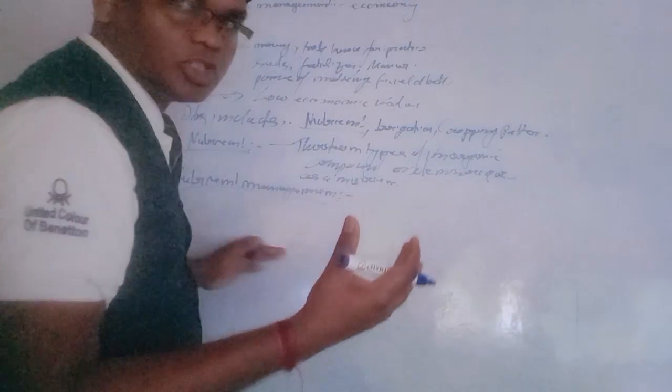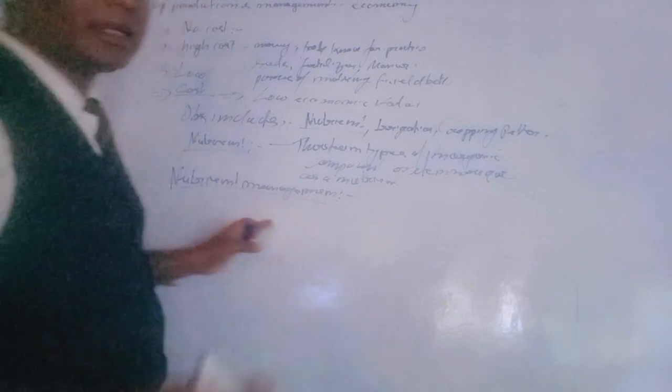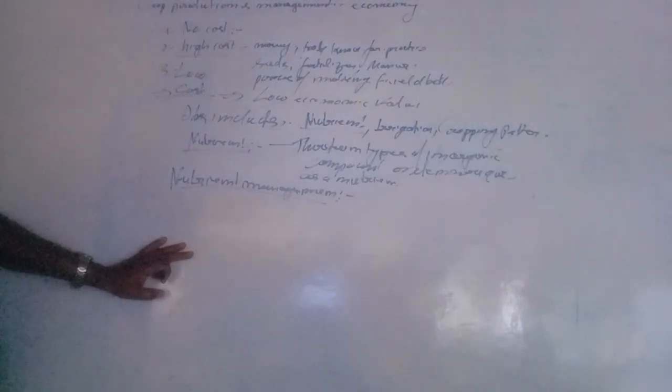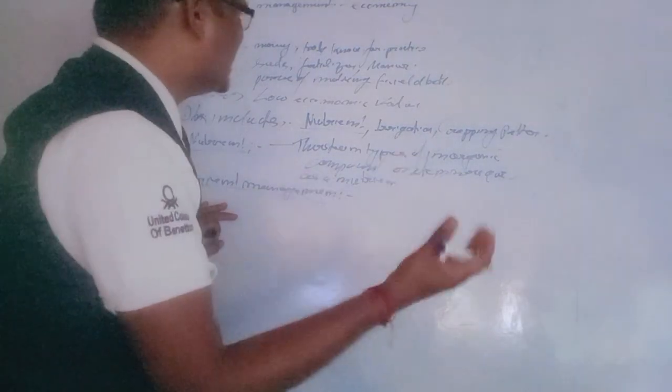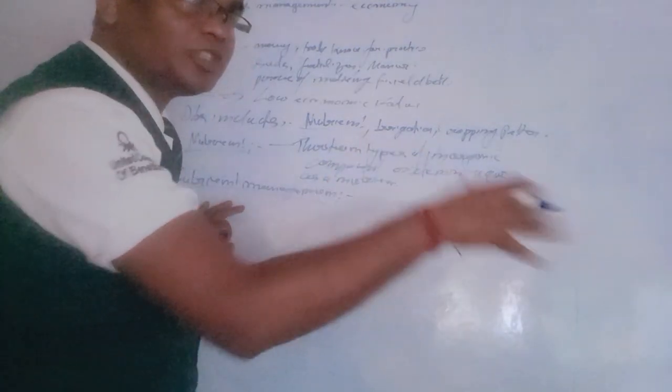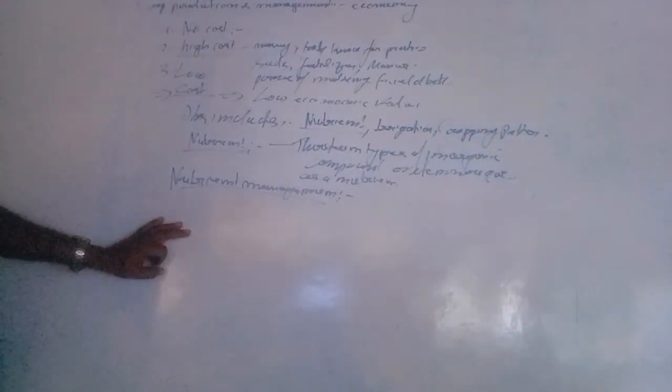Nutrient management: animals and plants also require nutrients. Animals and plants require nutrients for their growth, development, and survival. Okay, so nutrients are inorganic substances. I have already told you that they are generally inorganic substances, so we are using them here in agricultural practices.